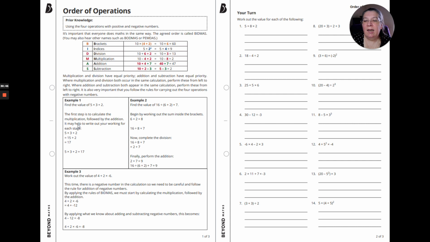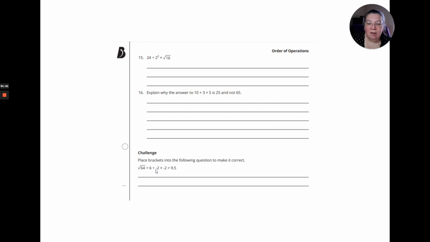Okay, here is a walkthrough sheet reminding you of BIDMAS and some examples of where you would do BIDMAS, how you would do the different parts first. And then there are some questions there for you to have a go at. So you can pause the video and have a go. This sheet is as a PDF attached to this, so you can print this out if you want and write the answers. And there is another page there with some challenge questions to have a go at.